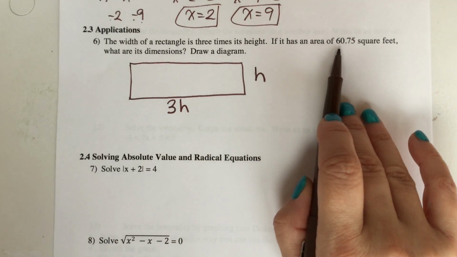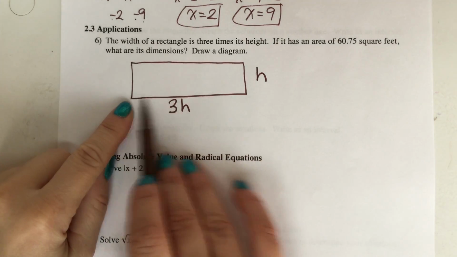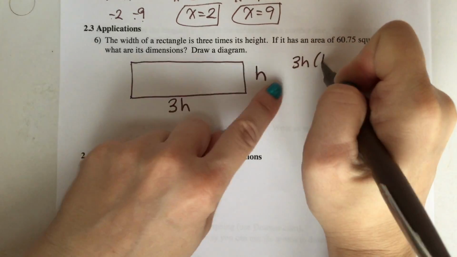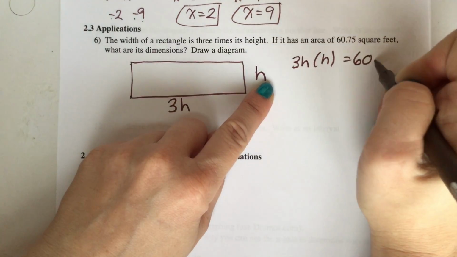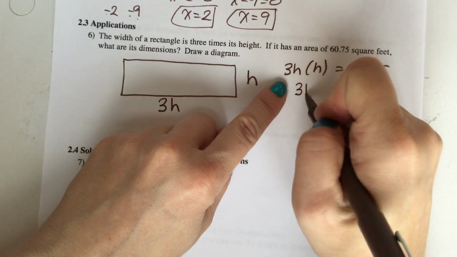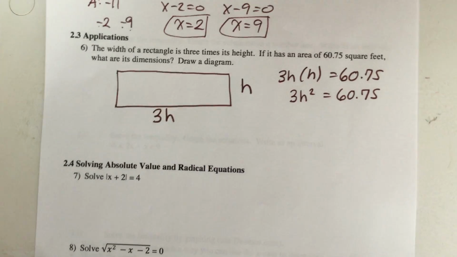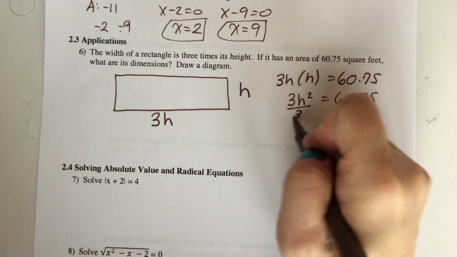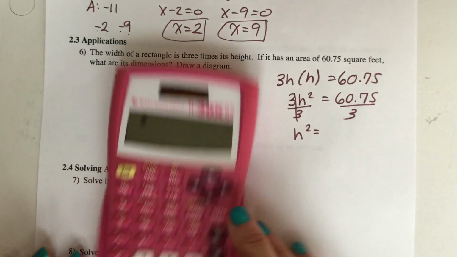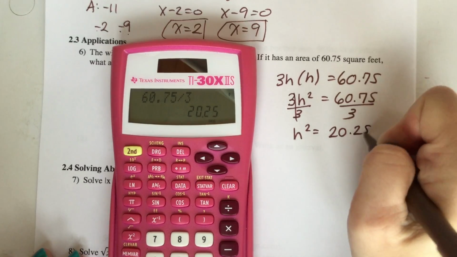If it has an area, meaning how much can go inside of that space, of 60.75 square feet, what are the dimensions? Remember, the area of a rectangle, you take length times width. So I would take 3h times h, and the area is 60.75. Well, 3h times h is 3h squared equals 60.75. I need to solve for h. So I divide both sides by 3. H squared equals, if I take 60.75 divided by 3, I get 20.25.